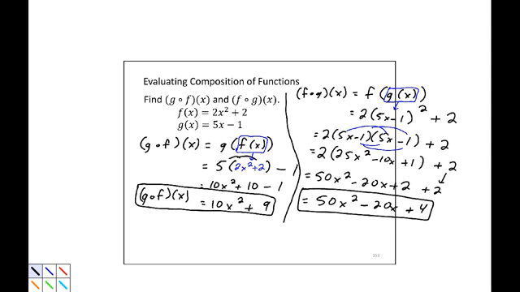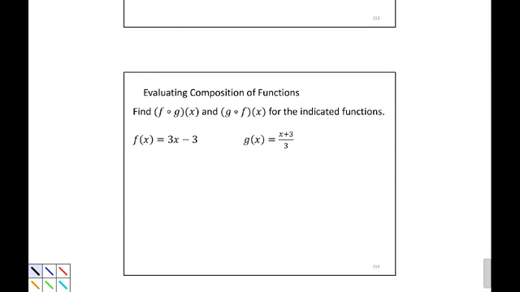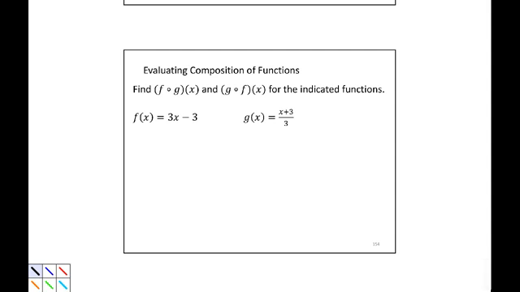The last example we're going to have, and of course you can replay these. I would suggest you do so. The last example we have is find f of g of x and g of f of x for the indicated functions. We have f of x equals 3x minus 3, and g of x equals x plus 3 all over 3. So f of g. I'm going to take my f, 3 times something minus 3, and I'm going to input g of x. x plus 3 divided by 3.